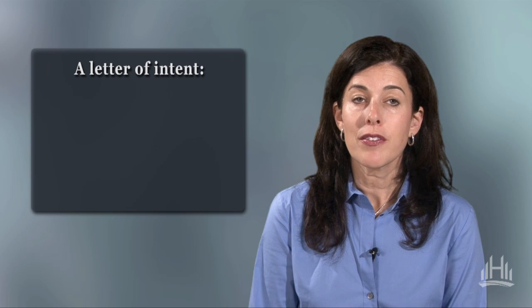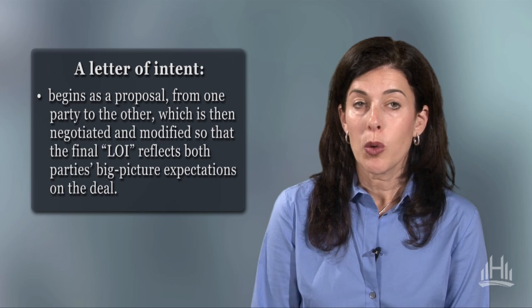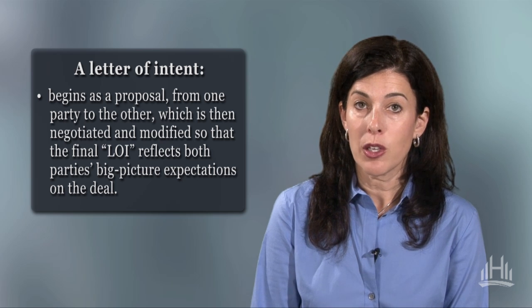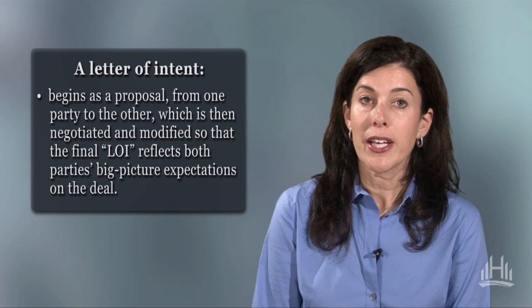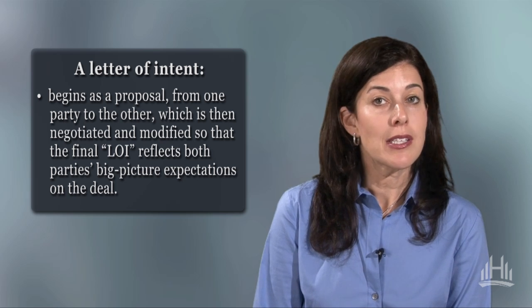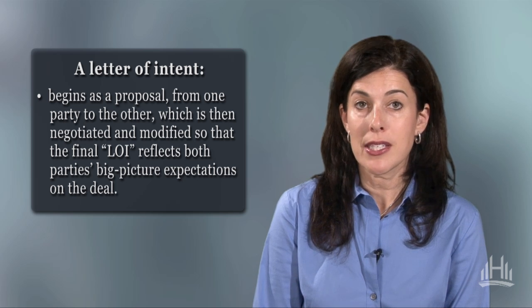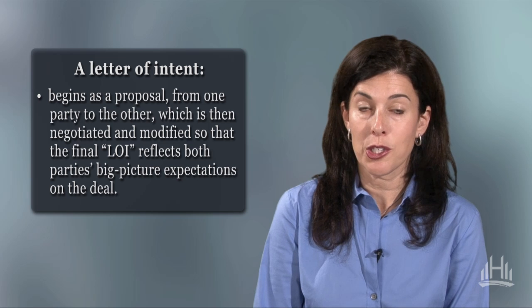The idea is that a letter of intent, or LOI, begins as a proposal from one party to the other, which is then negotiated and modified so that the final LOI reflects both parties' big picture expectations on the deal. If the parties cannot agree on a letter of intent, they quickly realize that they will not likely be successful in completing a business transaction.